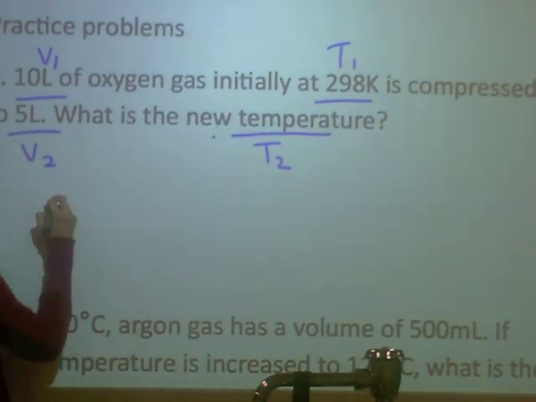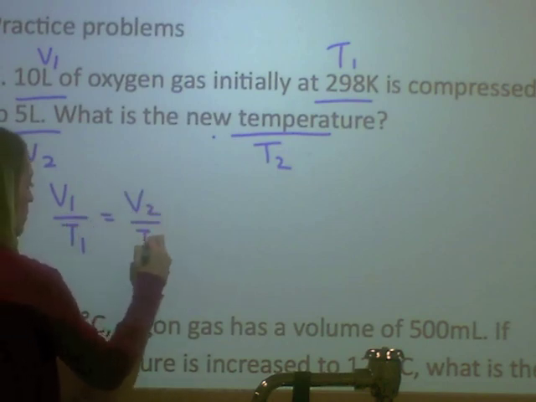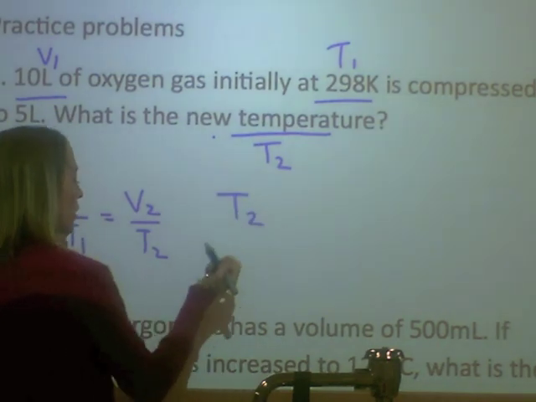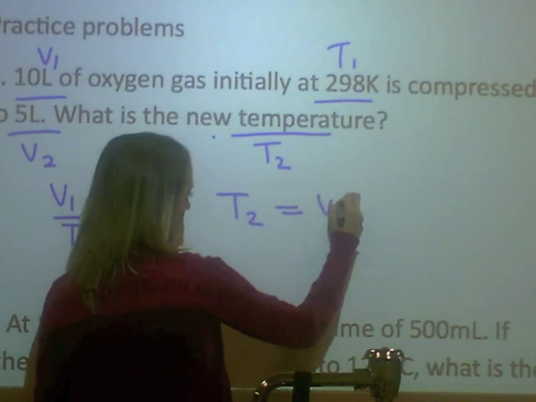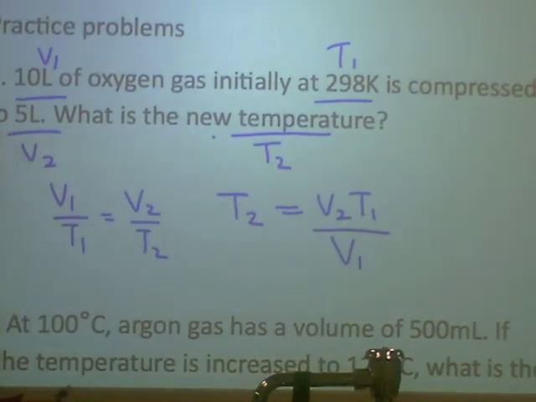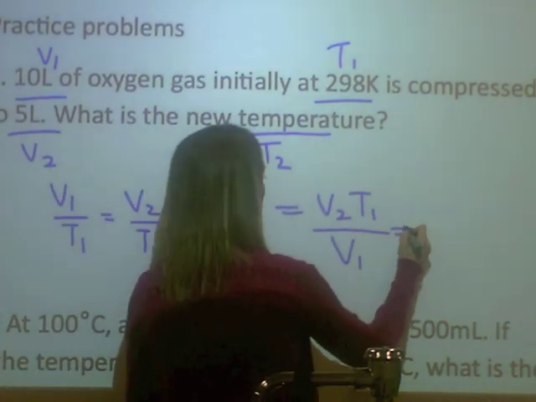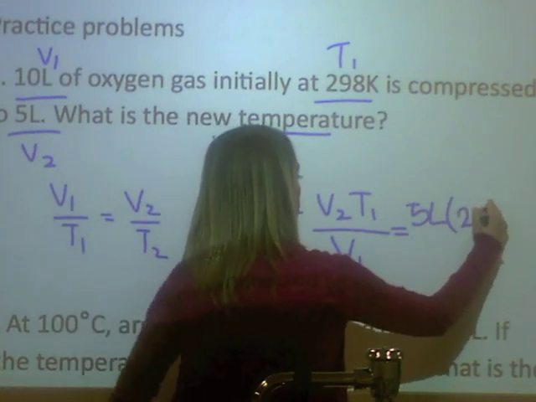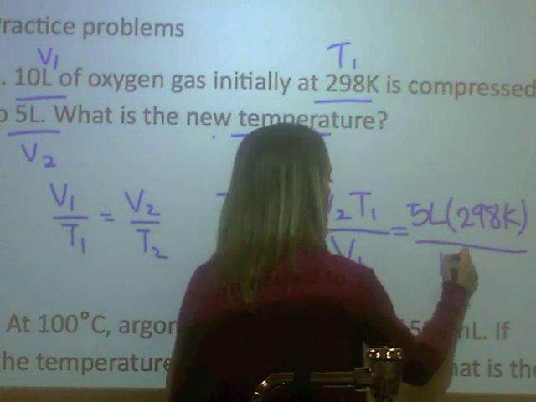So if I go back to my relationship, V1 over T1 equals V2 over T2. I'm trying to solve for T2. I rearrange my equation, and I get T2 equals V2 times T1 over V1. My V2 is 5 liters. My initial temperature is 298 Kelvin. And my initial volume is 10 liters.